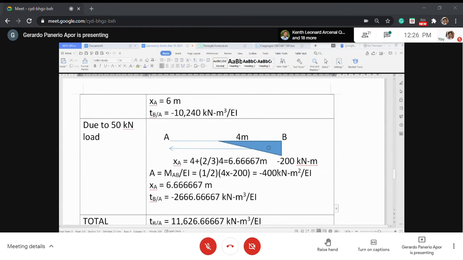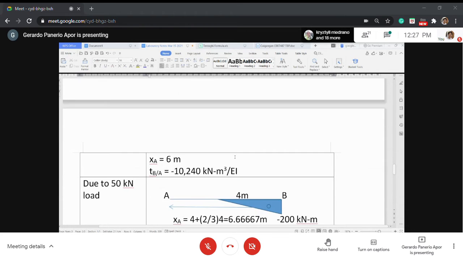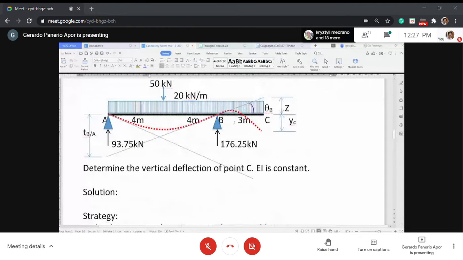But we are not looking only at area, because area talks only about slope. We need a tangential deviation. By formula, it is the area of the M over EI diagram from point A to B times XA. We have already determined XA and the area, so the tangential deviation is negative 2,666.6667 kilonewton cubic meter per EI. So I have already considered all three loads. As I have mentioned, there are only three loads: the 93.75, the 50, and the uniformly distributed load with respect to B.